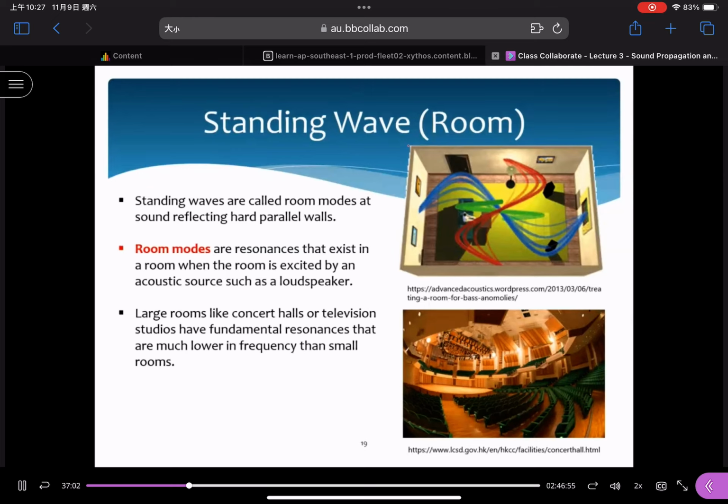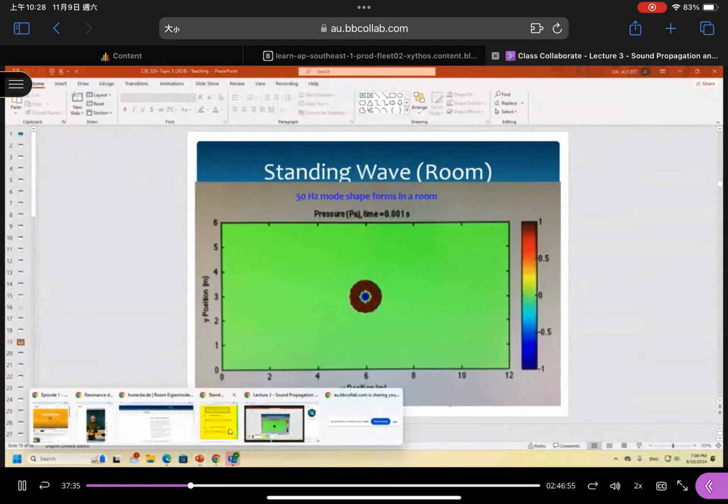What are room modes? Room modes are actually the resonance effects that exist in a room when the room is excited by an acoustic source such as a loudspeaker. In this subject, you may encounter this term many times: resonance. Resonance, you know, can amplify the effects. We can observe resonance in many areas, no matter whether we study sound effects or vibration effects. Let me show you a simple demonstration.